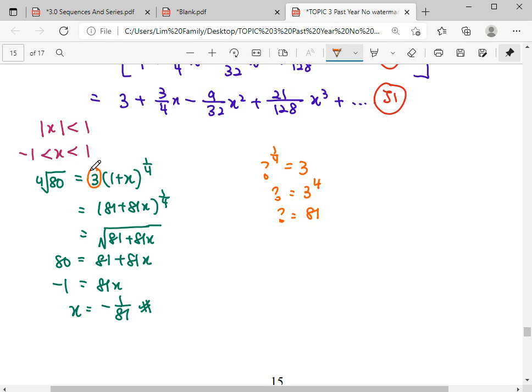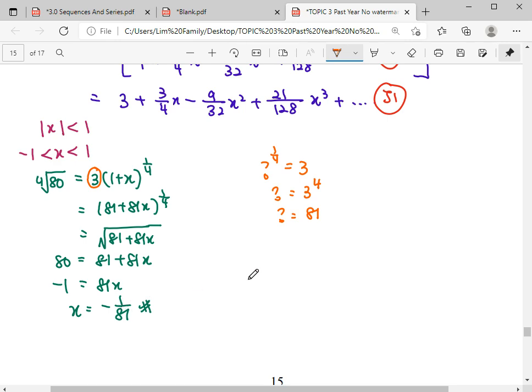So that's why when I put back the number 3 here into the fourth root of this bracket, it is the number 81. So I get 81 times 1, 81 times x, 81x. After we put it back into the bracket, then we can compare because both of them are power 1 over 4. So we can compare the inside to find out the x. So this is the x that is valid.